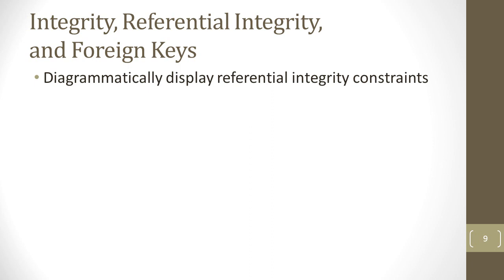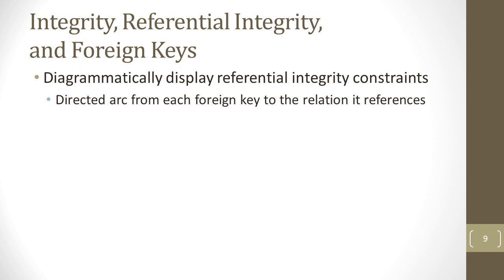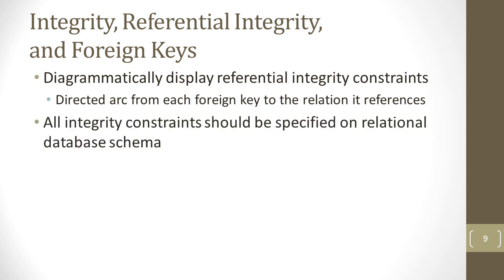So how are we going to display these referential integrity constraints on a diagram? Remember, these are foreign keys. So we're going to have a directed arc from each foreign key to the relation it references. Now, an arc really looks more like a straight line, but arc is just the term that we use when we're connecting those. All integrity constraints should be specified on our relational database schema. If it's the entity constraint, it's going to have the primary key underlined. If it's a referential integrity constraint, we're going to connect each foreign key to what it references.